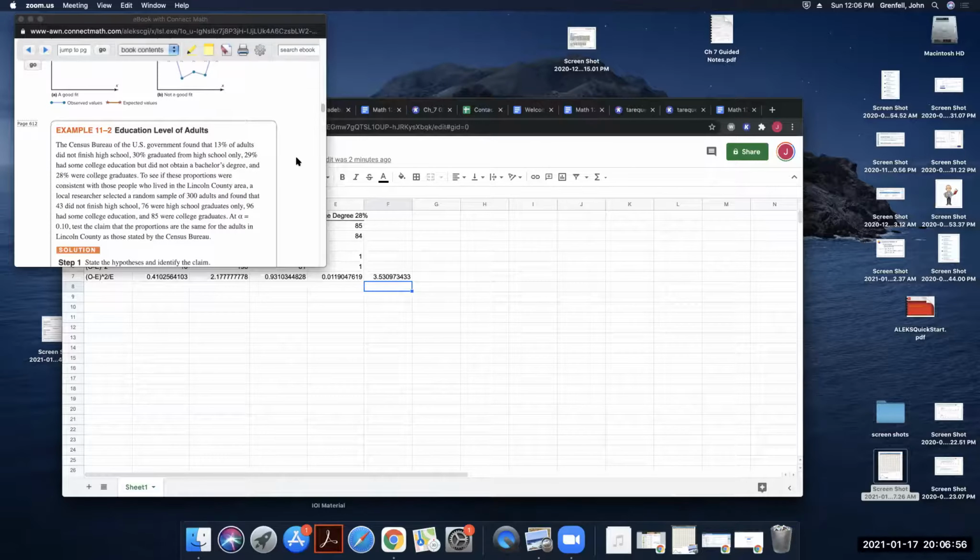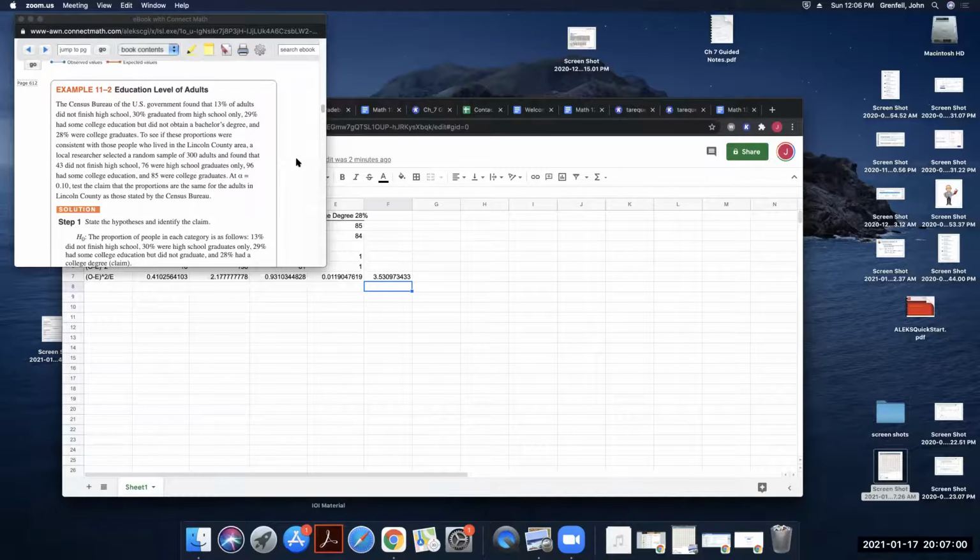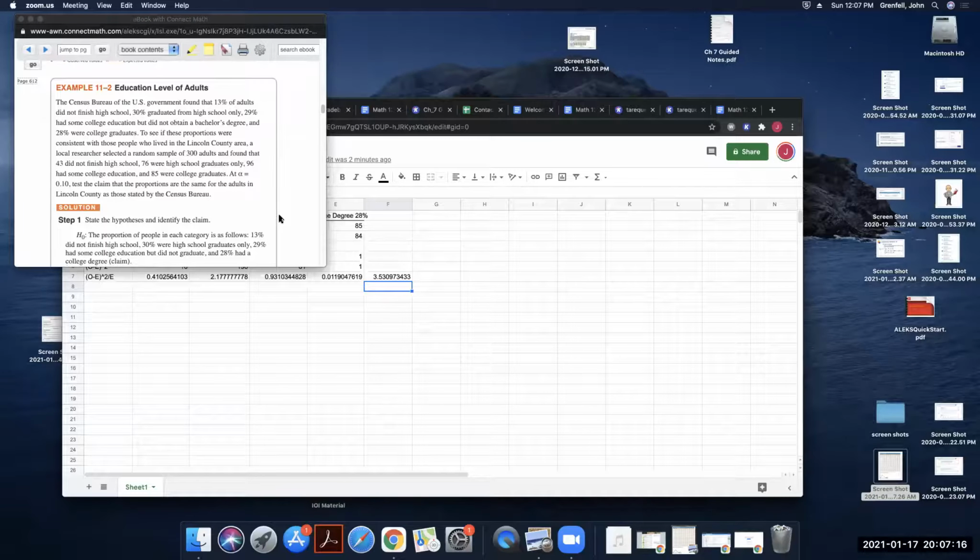In the book's solution, you can see that they went in and spelled it out in long detail. The proportion of people in each category is as follows, and they listed them all out. And then the alternative hypothesis would be it is significantly different than this, all right? Okay, and also we skipped step 2, which is pretty equally important, all right?